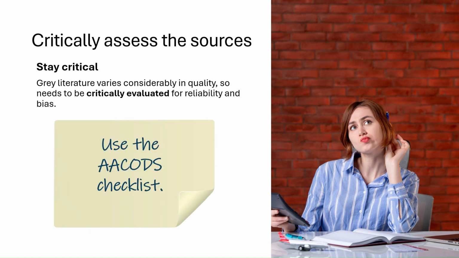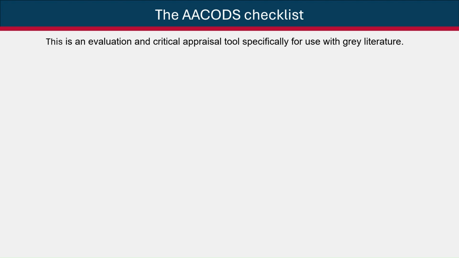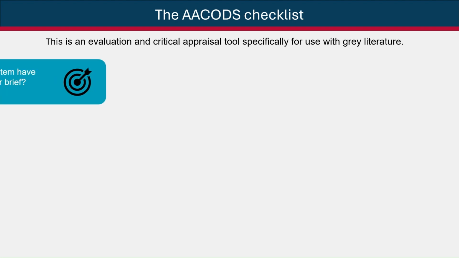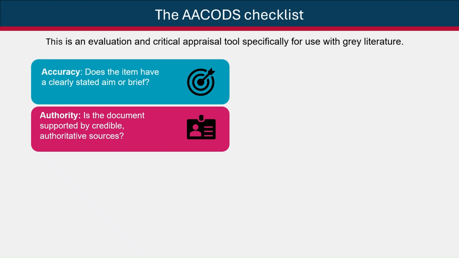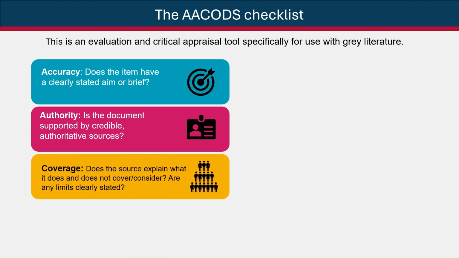Try using the ARCODS checklist. This is an evaluation and critical appraisal tool specifically for use with grey literature. It stands for accuracy. Does the item have a clearly stated aim or brief? Authority. Is the document supported by credible sources? Coverage. Does the source explain what it does and does not cover or consider? Are limits clearly stated?